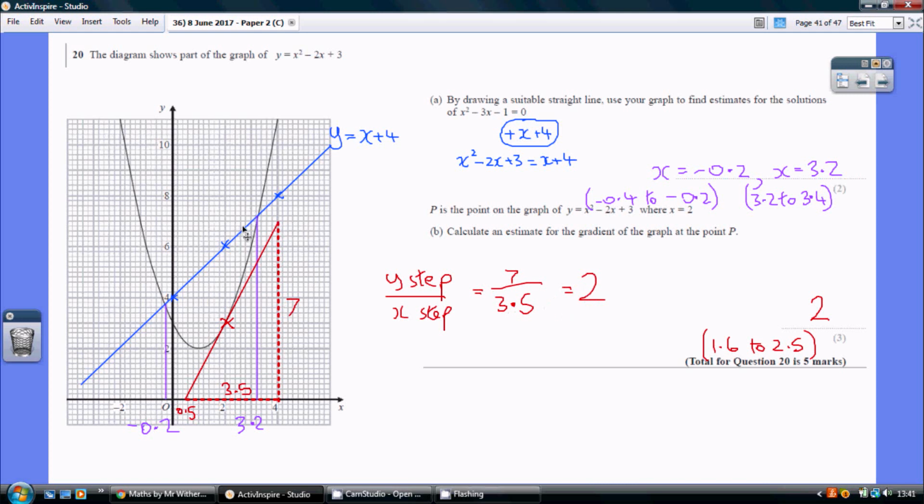Now it's very, very difficult to accurately draw in this tangent, so the mark scheme is wildly generous with what it allows. So providing whatever tangent you've put in, you've worked out the height and the base correctly and divided correctly, you will get full marks. So anything between 1.6 and 2.5 was allowed.